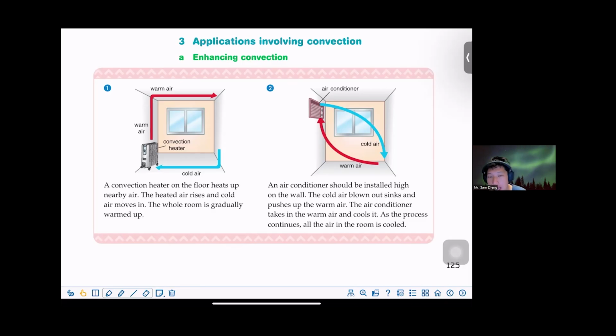Now, on the other hand, for the air conditioner, we will install it in the ceiling rather than in the floor. That is because the air conditioner normally blows out cold air. So the warm air will rise, and this will force the air on the ground floor to become warmer. In this case, the warm air rises so that it can replace the cold air. Then this will let the whole room become cool.